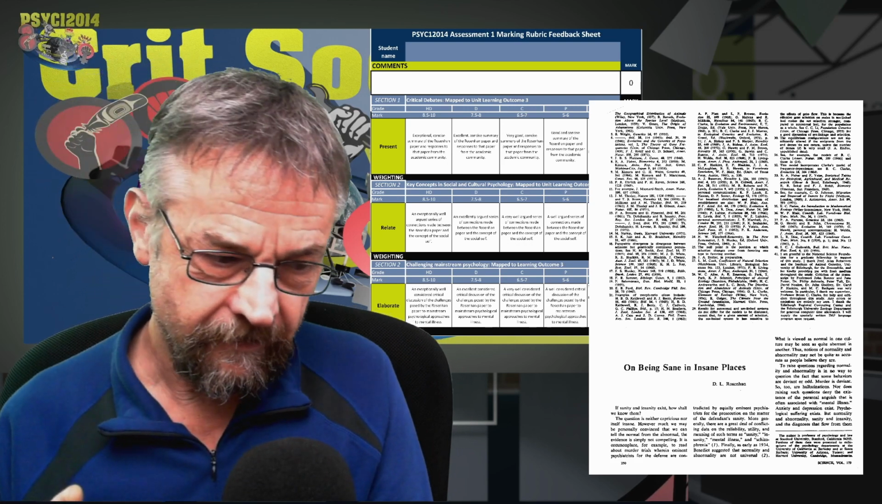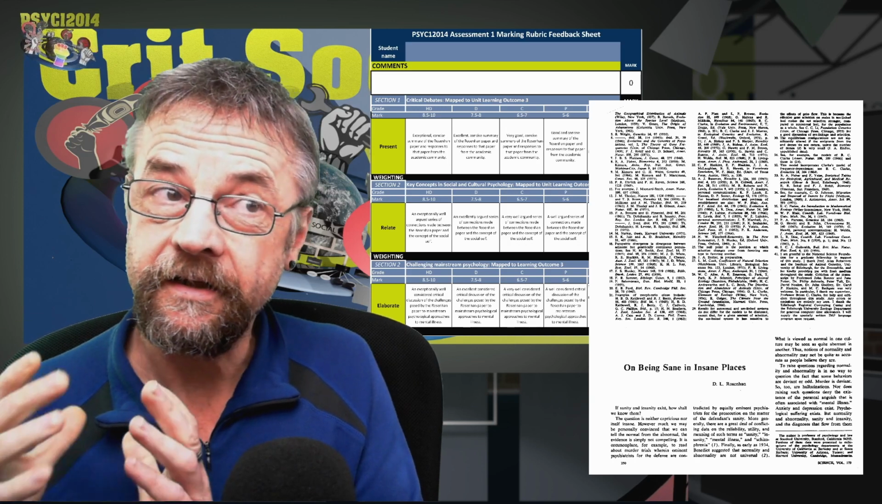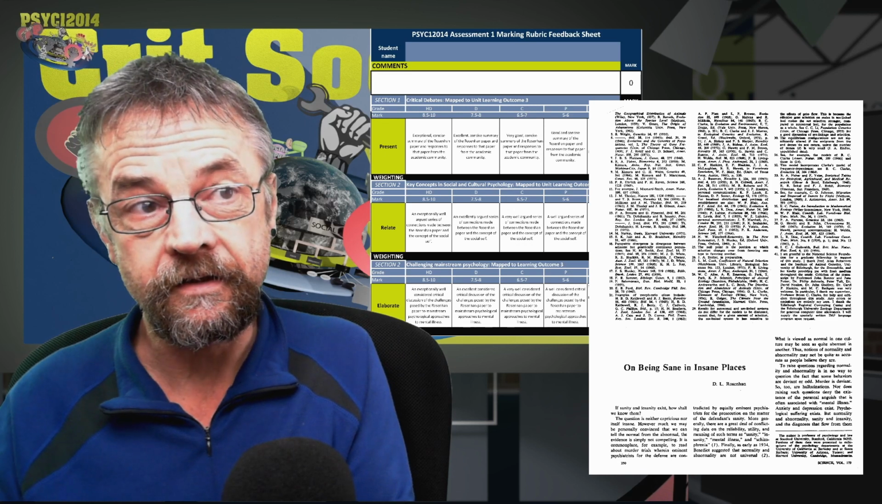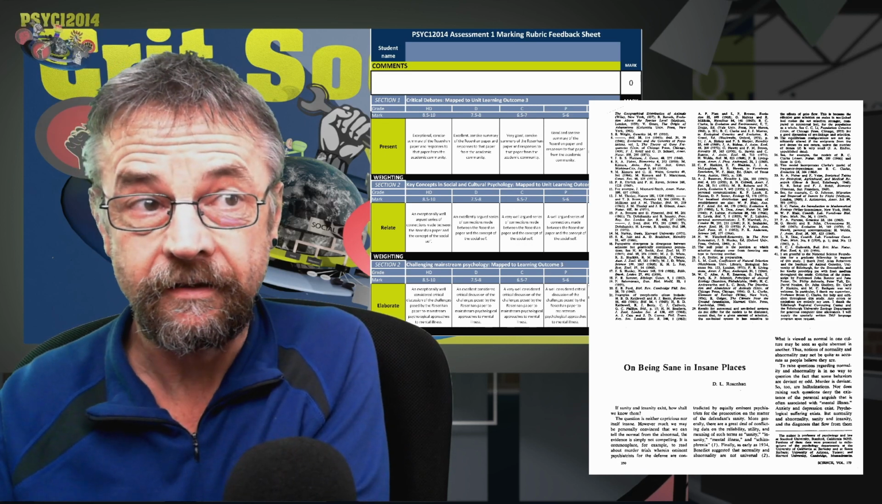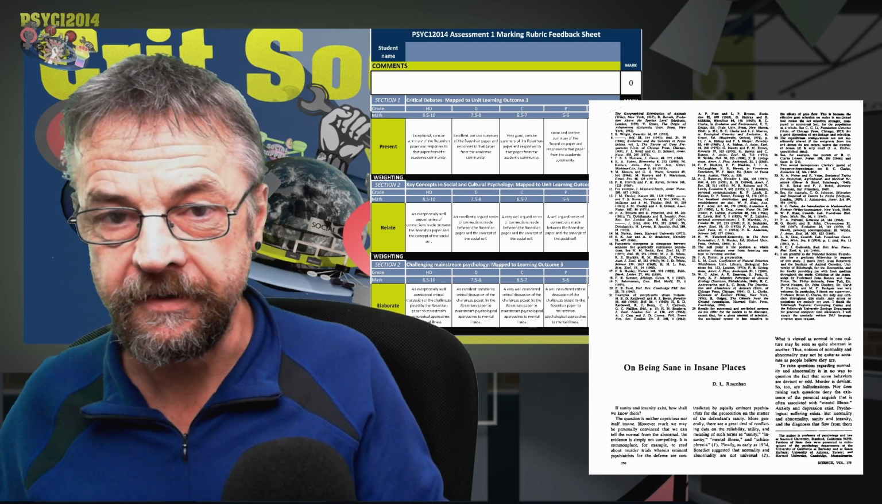So that's the task to do for assessment 1. Make that connection. Rosenhan doesn't write about the connection, but you have to draw an inference from what he's talking about and what he did to this concept of social self.